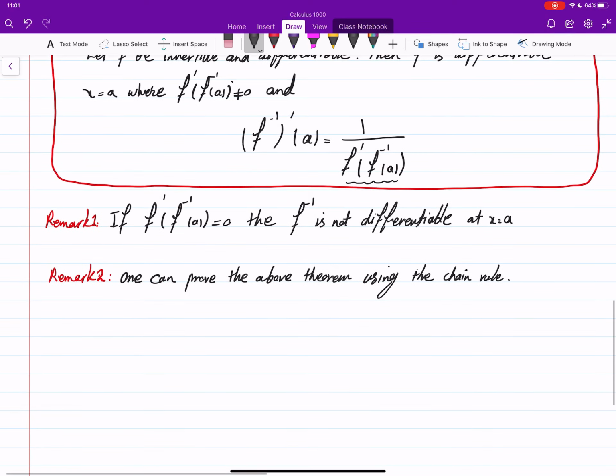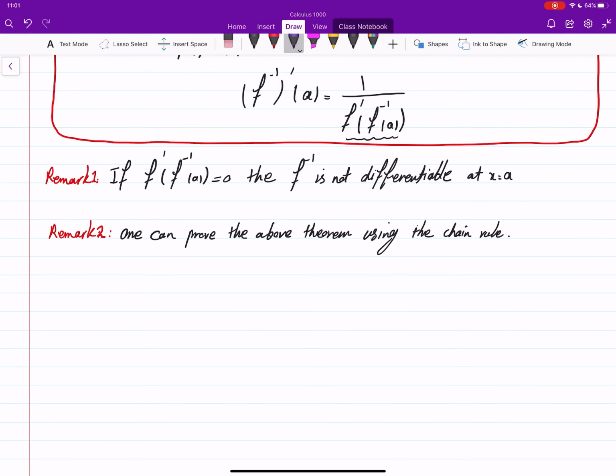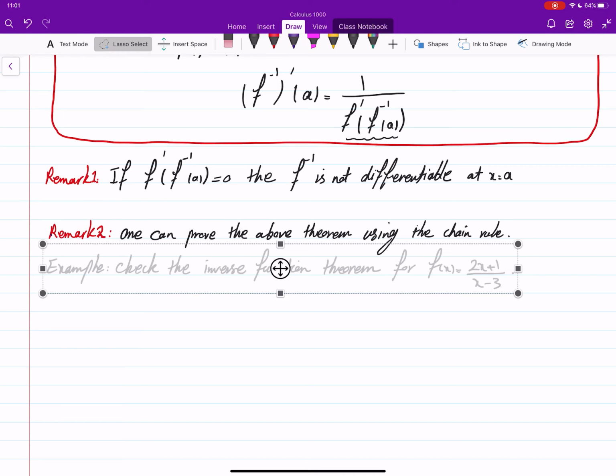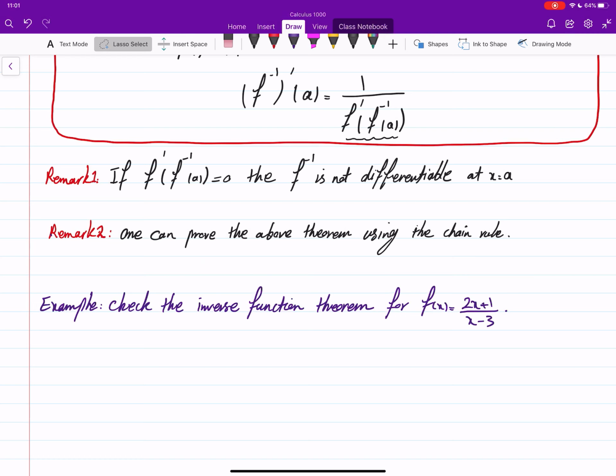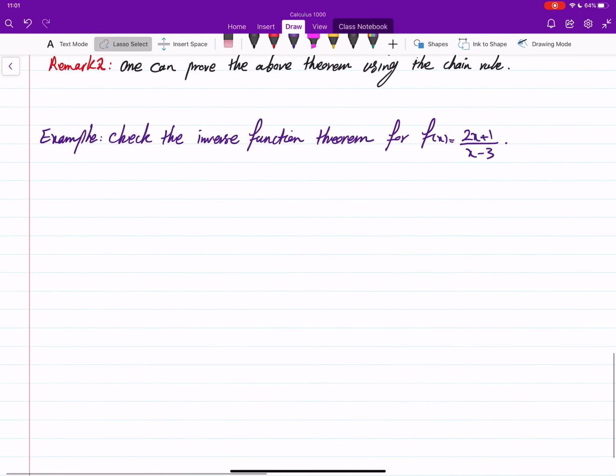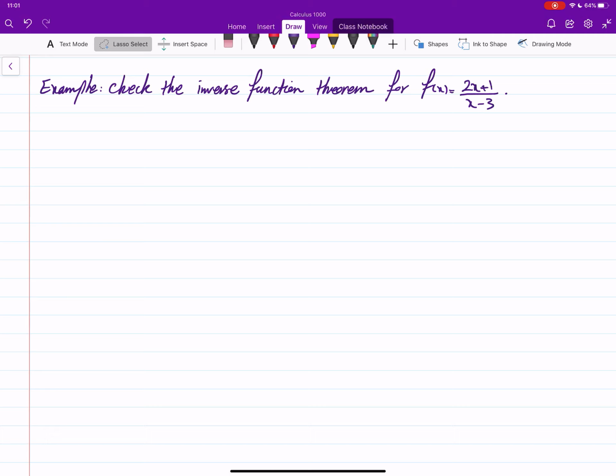Before we finish, I'd like to do one example that confirms the inverse function theorem. We have the function f of x equals 2x plus 1 over x minus 3. Check that the inverse function theorem works for this. It means I have f of x, which is 2x plus 1 over x minus 3, and I want to find f inverse of that function.